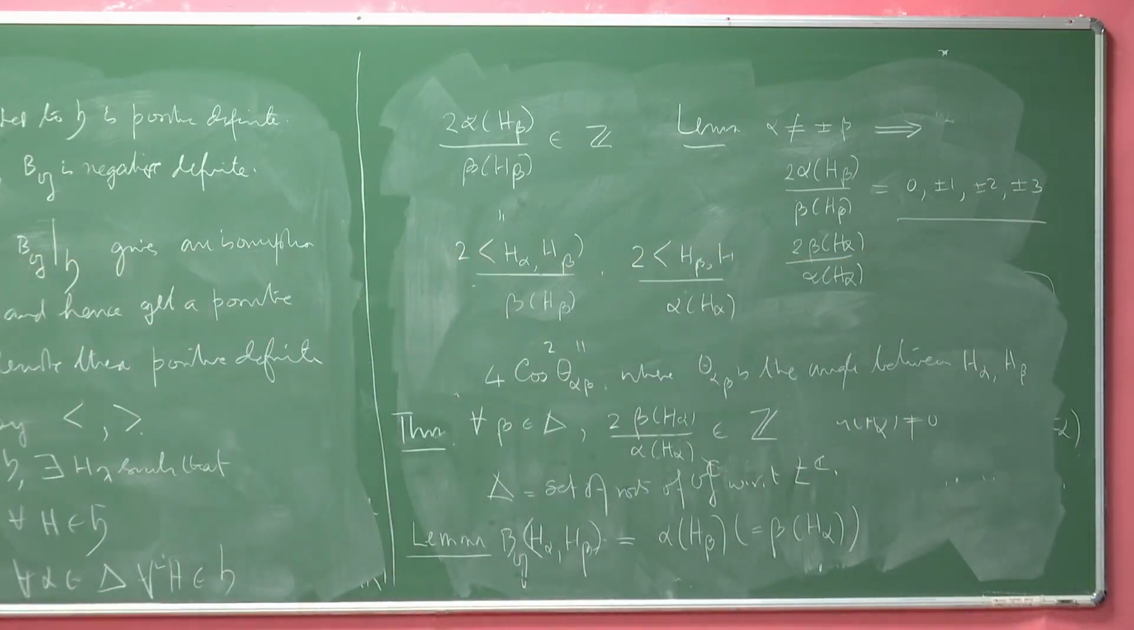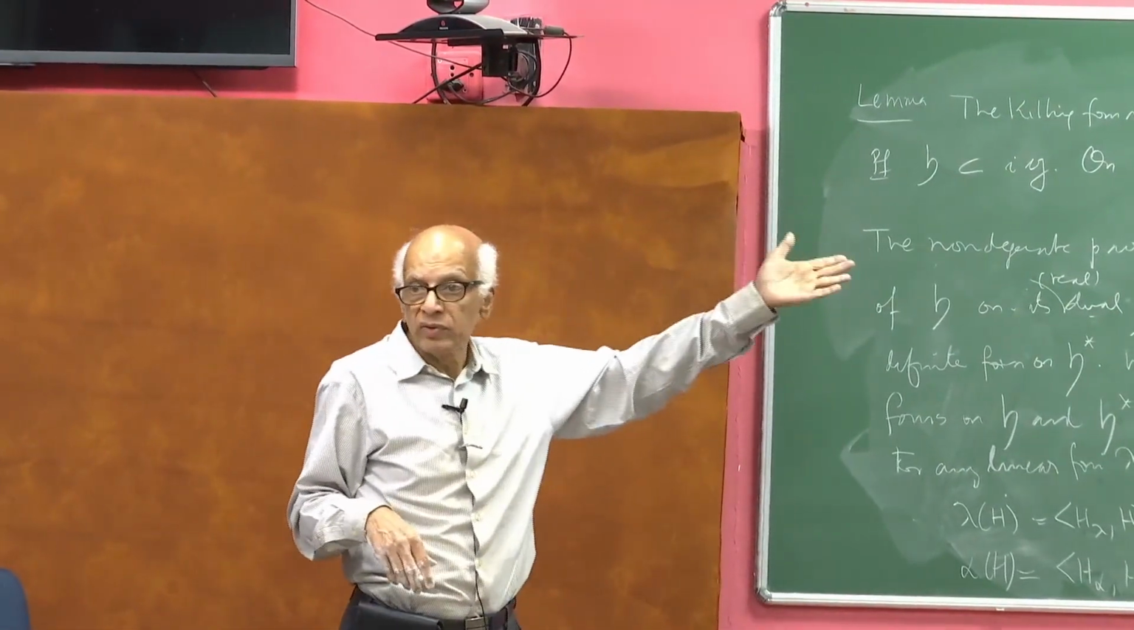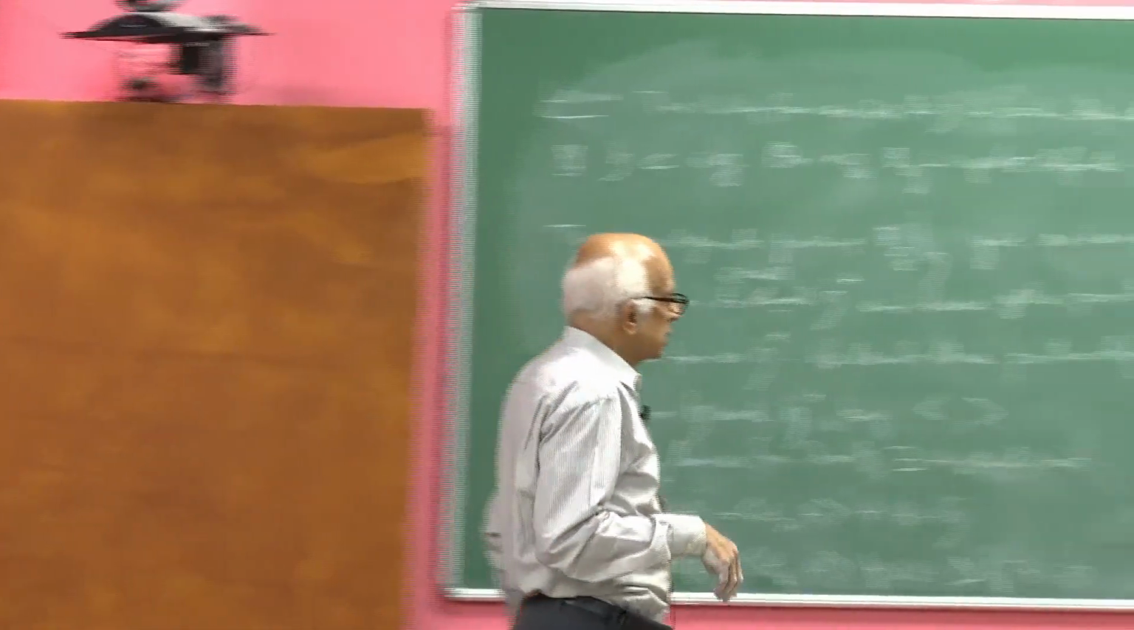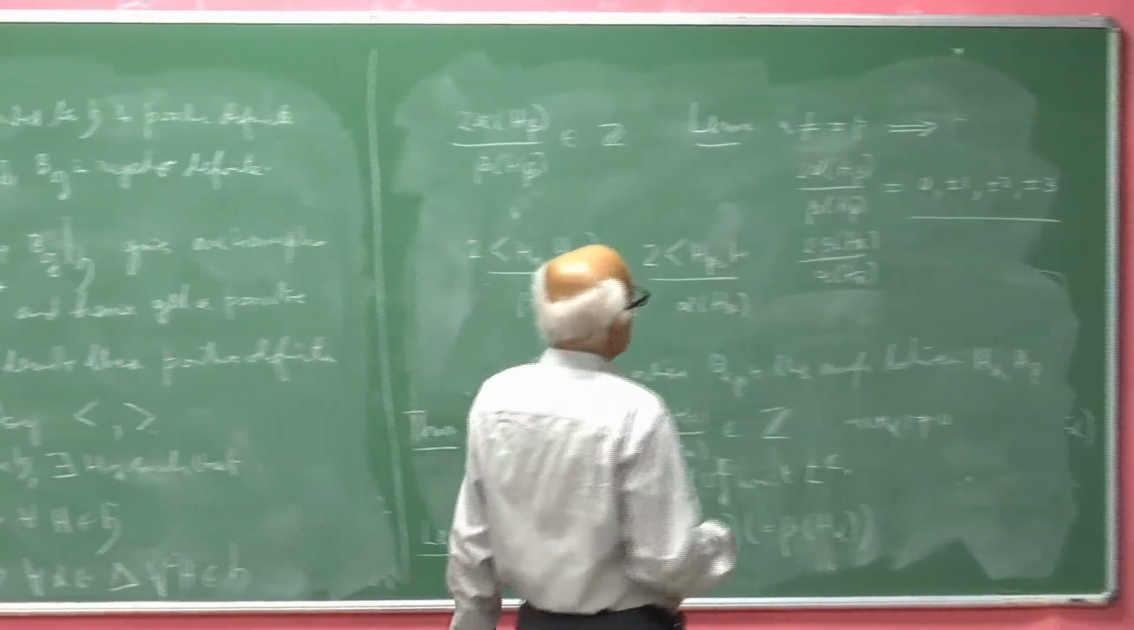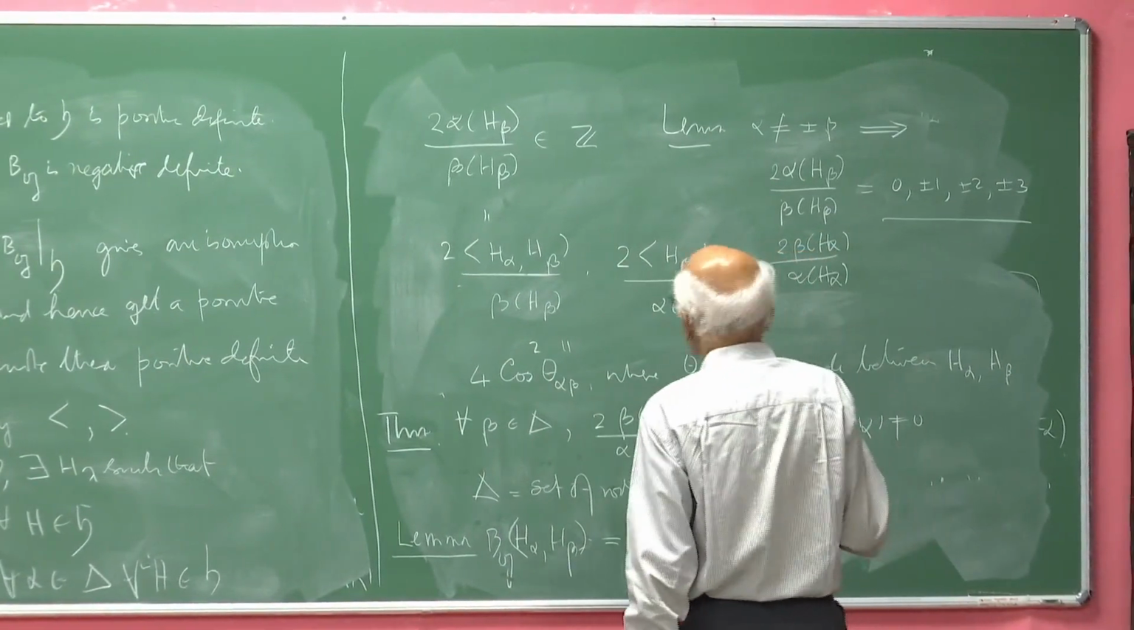So the set of roots is very limited in many ways. This is one constraint you have on them. So that's another lemma, if you like, all of which I should have stated as a lemma.